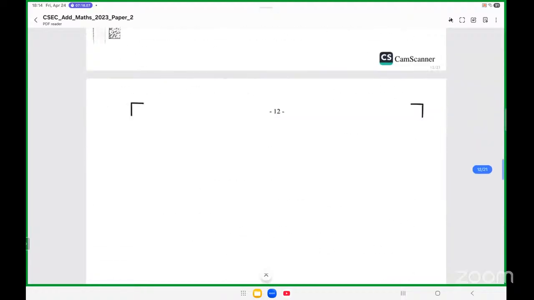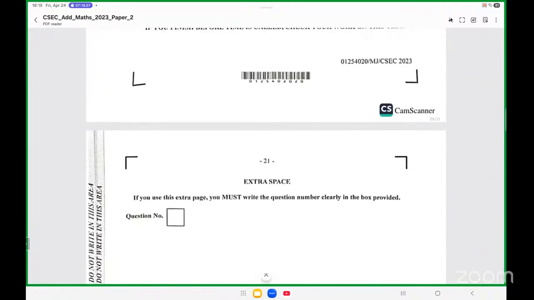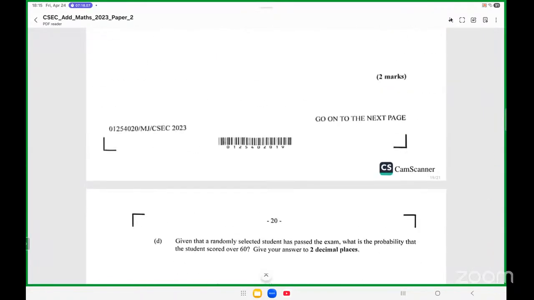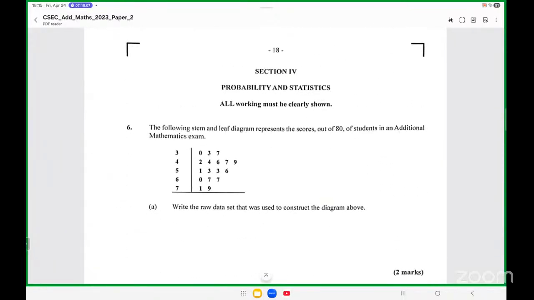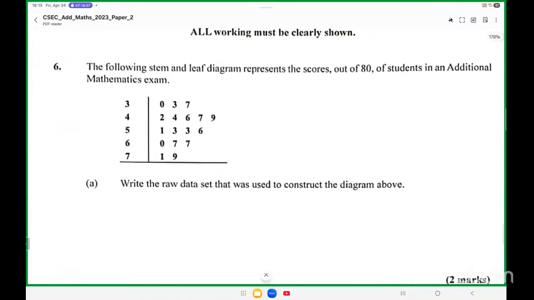2023. All right. So this one says, the following stem and leaf diagram represents the scores out of 80 of students in an ADMATS exam. Oh, okay, scores out of 80. The score that they get out of 80. So these are the scores.